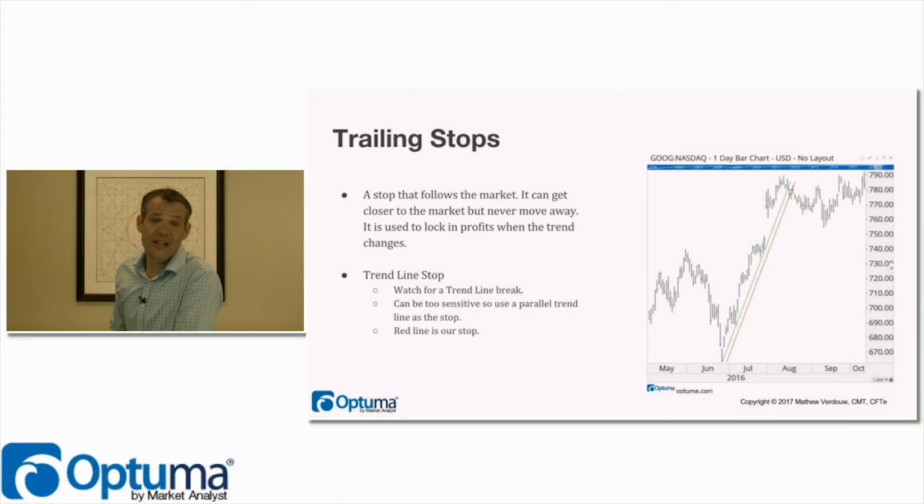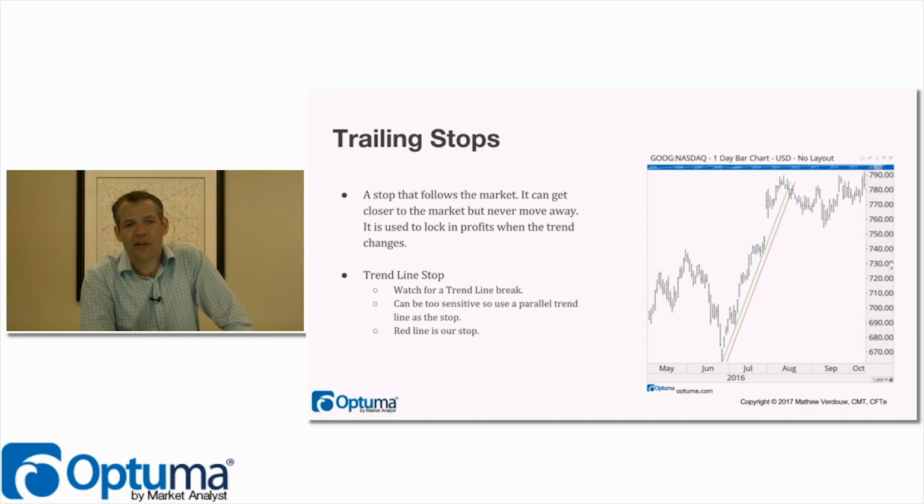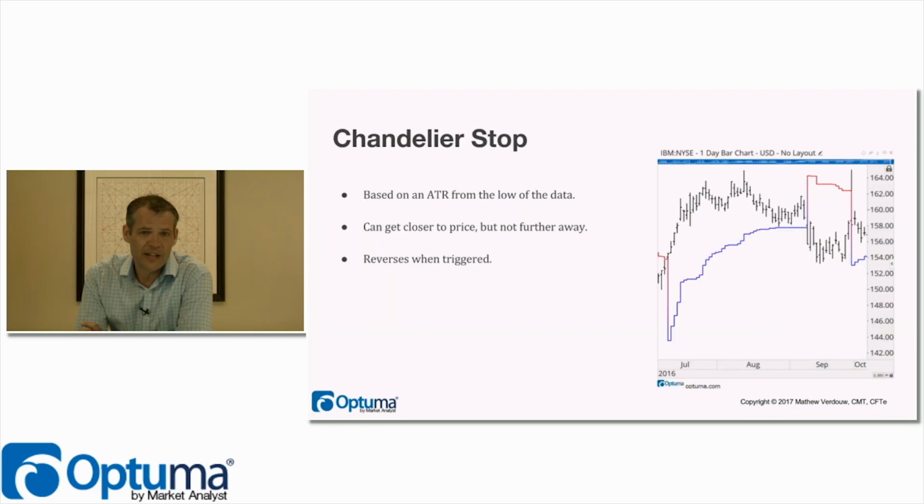So, with trailing stops here, it's a stop that follows the market. It can get closer to the market, but never moves away. So they're like a ratchet, where as time goes on, they're getting closer and closer and just following it. Very simple one, trend line. We can have a trend line on the troughs of the market. And then a little area beneath that, we can have a parallel line and use that one. So in this case, we'd use the red line as our stop, while the green line is our trend indication there.